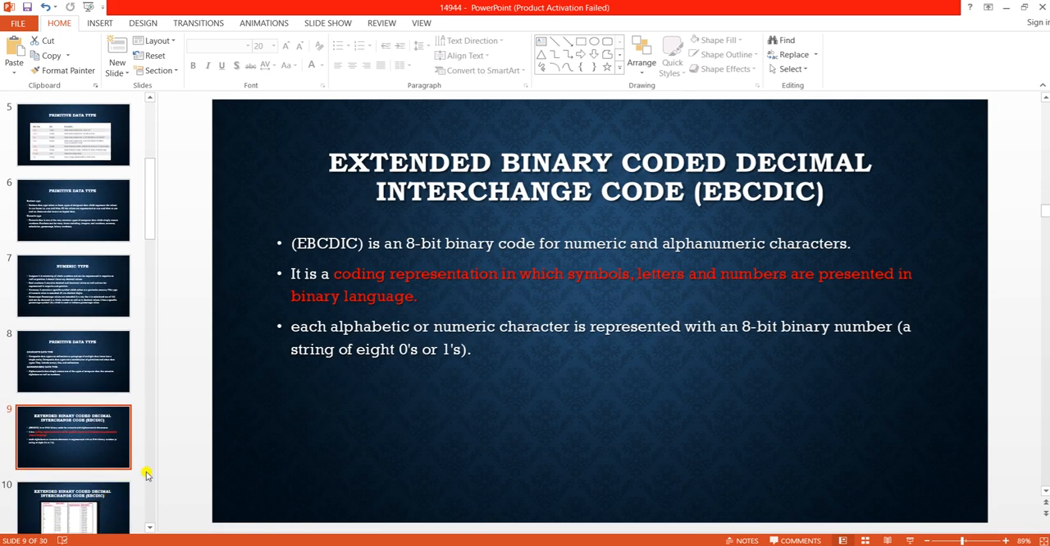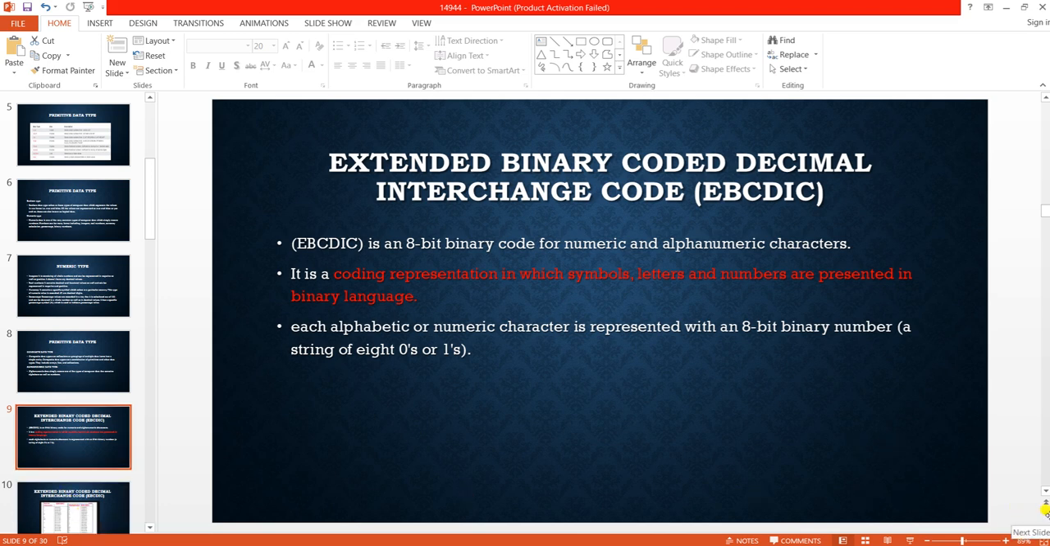Moving on to slide 9, we have what we call the Extended Binary Coded Decimal Interchange Code. This is an 8-bit binary code for numeric and alphanumeric letters. So what do they mean by that?